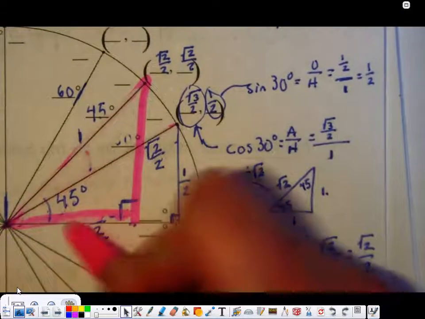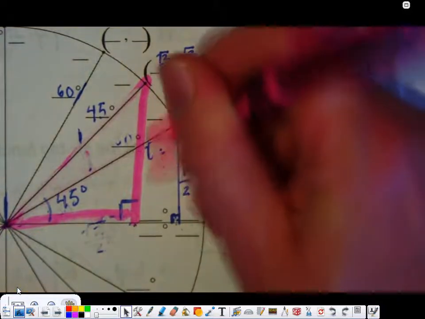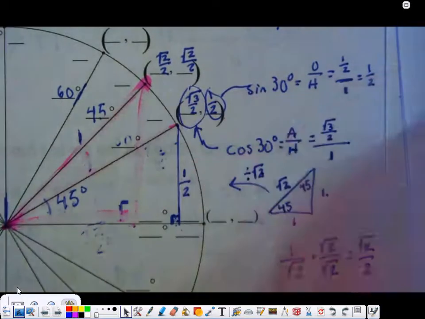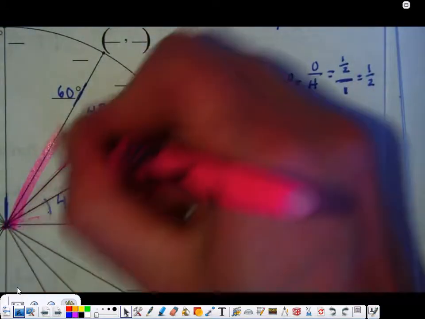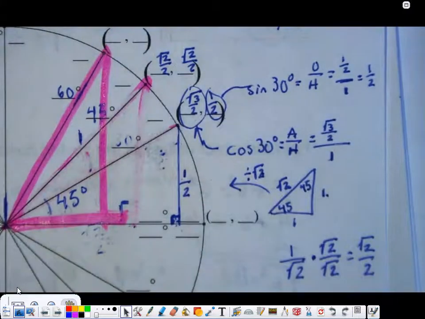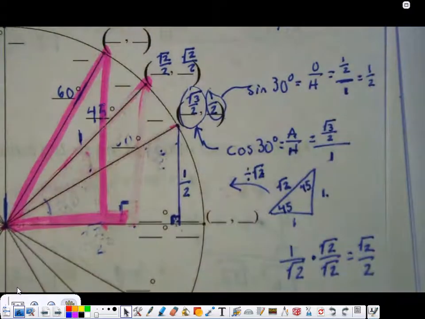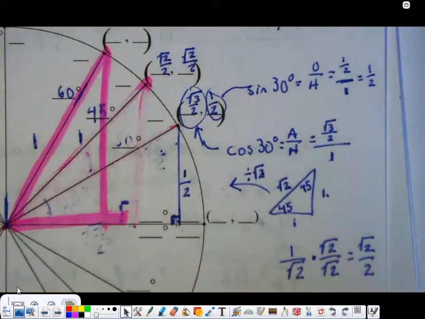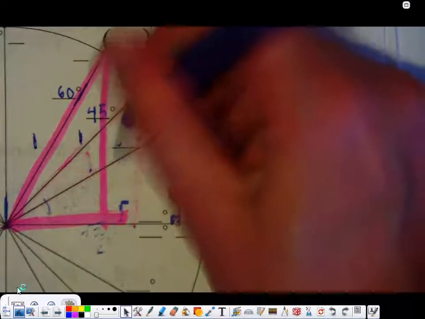Okay, I'm going to erase this guy, and I'm going to erase the sides. It's not fair that I'm erasing, is it? We're going to do just the 60 degrees. Okay, for the 60 degrees, what is the hypotenuse? It's a unit circle, so it's 1. Okay, now I need to compare that to my 30, 60, 90.